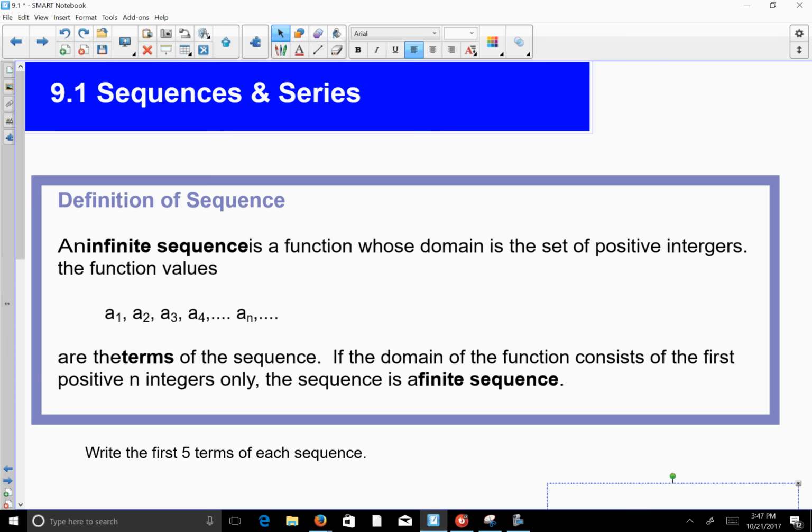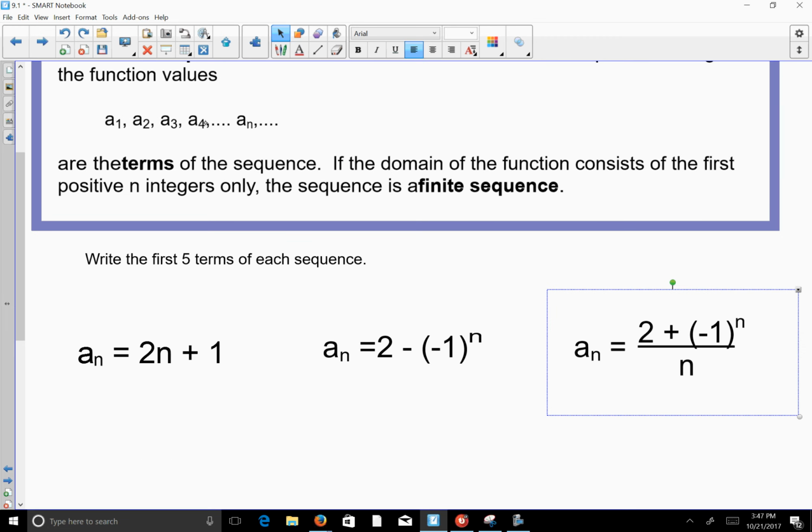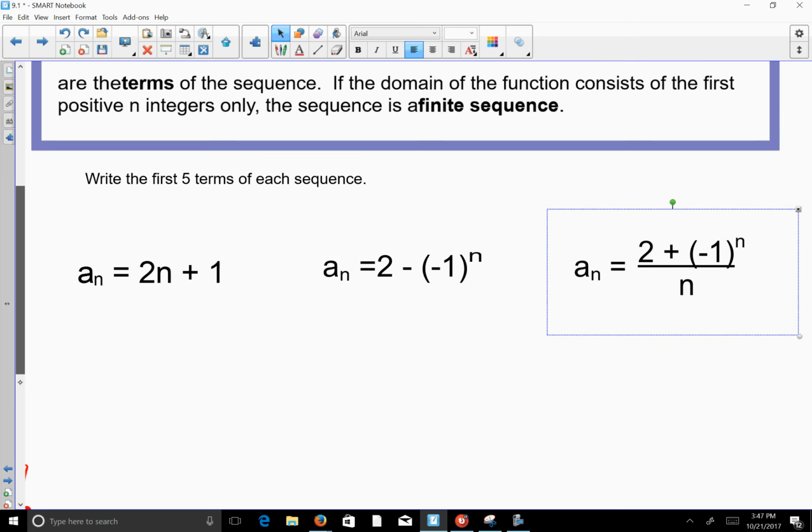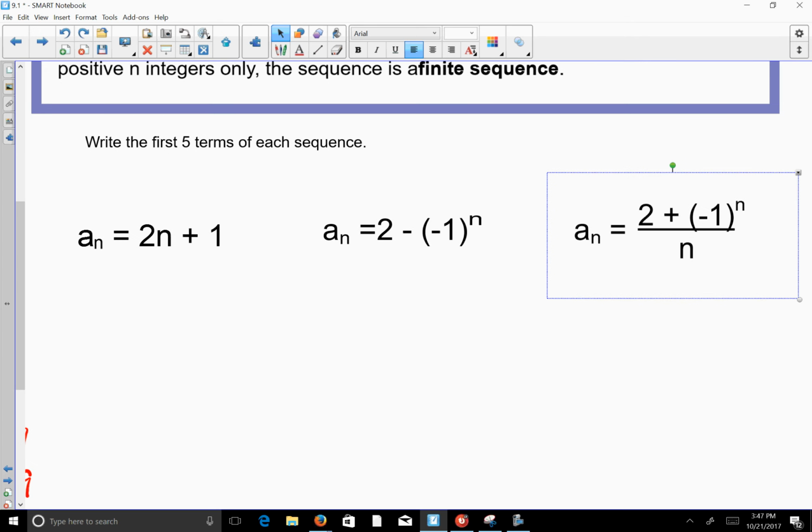So first of all, what is a sequence? A sequence is a function whose domain is a set of positive integers. And when you look at a sequence, you can tell that it's a sequence because usually you have just a list of numbers. And in order to get that list of numbers, they usually follow some type of pattern. And this is a definition of the pattern.